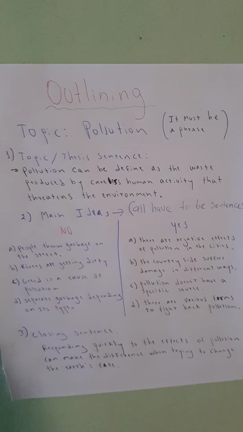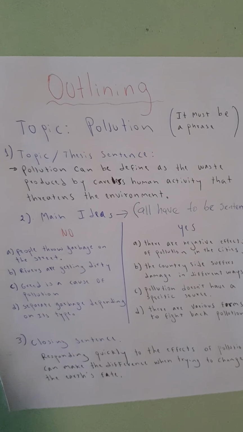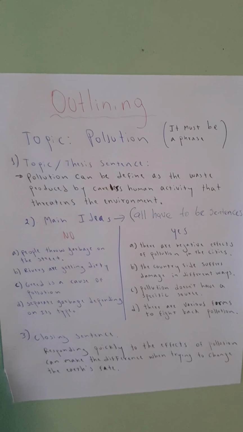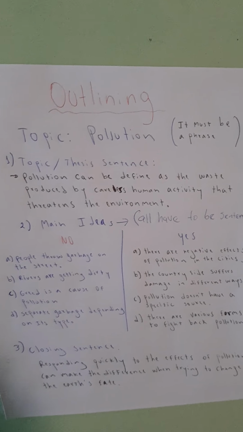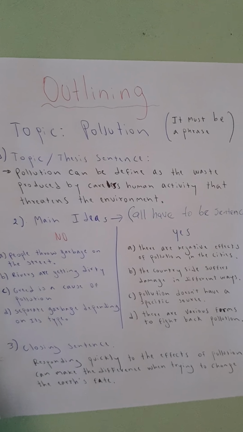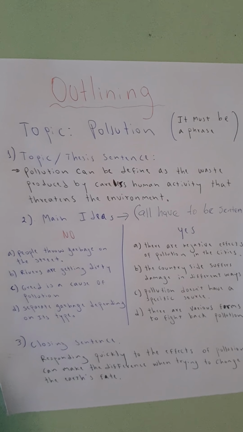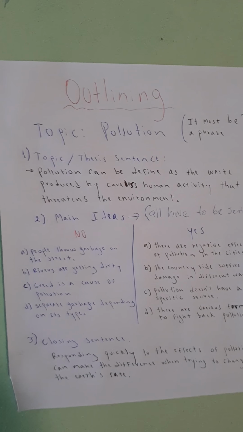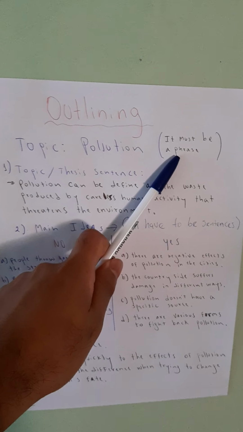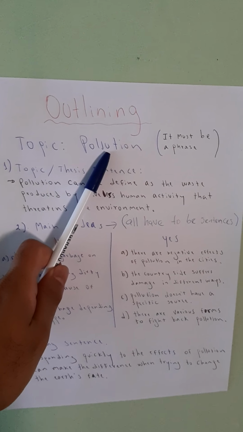Today I want to make this video so you can have a better idea of how you're going to organize your outlining and what is the correct format for making your research essay. You know that this week you have to make an essay about tigers and global warming. I'm going to make this example by using the topic pollution. The topic is always a phrase, so we don't have to make a sentence with it.